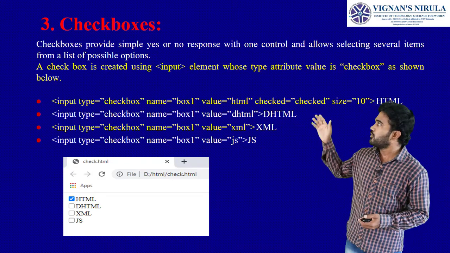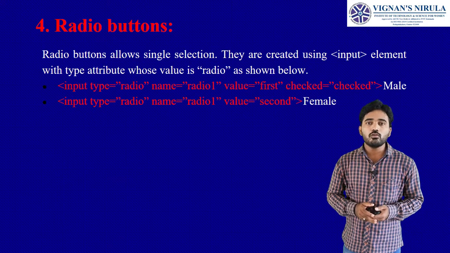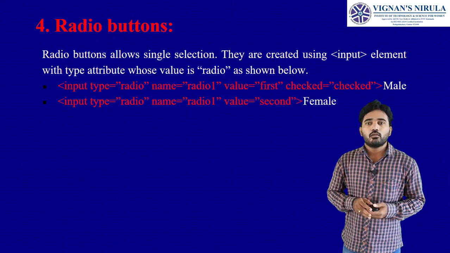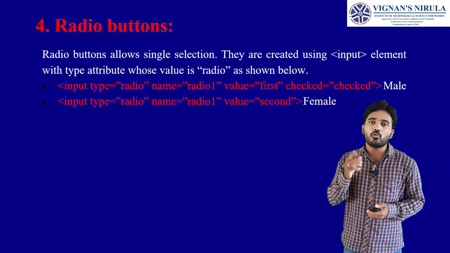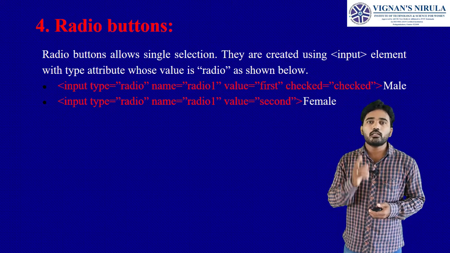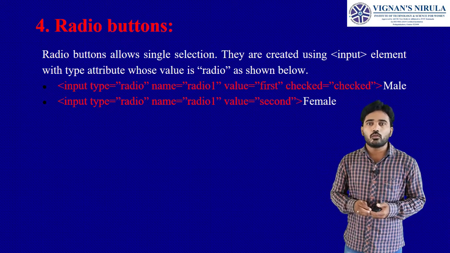Then coming to the fourth one, radio buttons. These radio buttons allow only a single selection, whereas checkboxes allow the user to select more than one. But radio buttons allow the user to select only one among the available options.